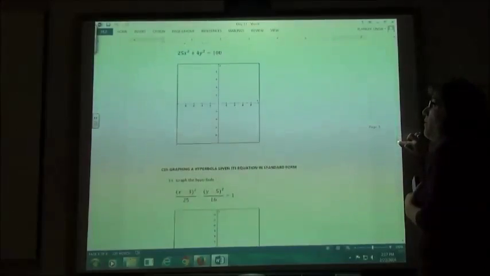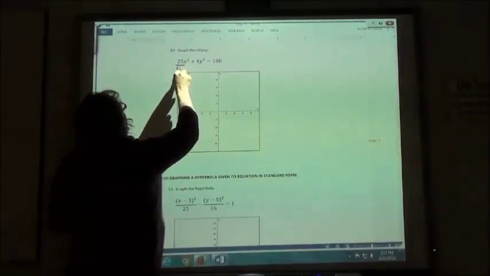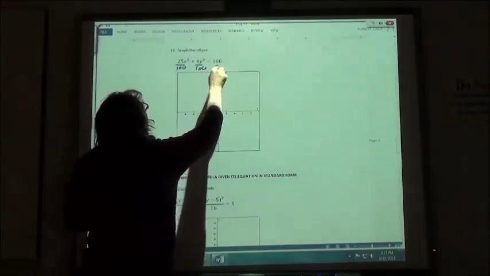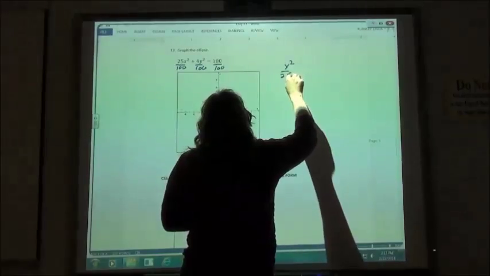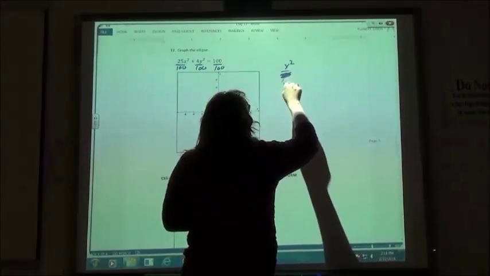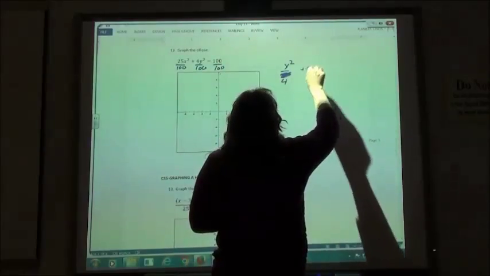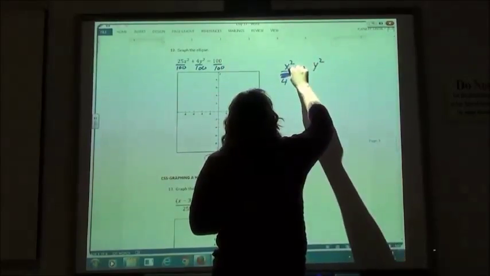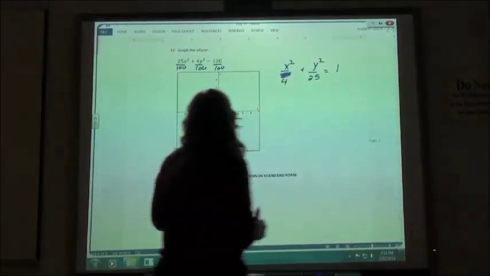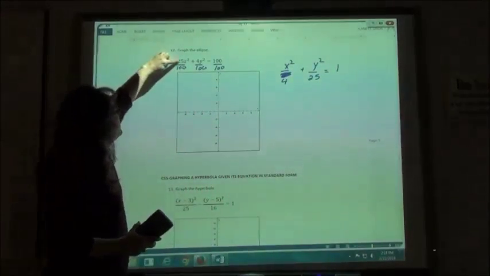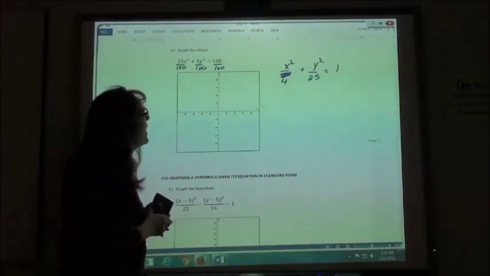Number 12. This one I'm going to divide by 100. So I'm going to have x squared over, 100 divided by 25 is 4, plus y squared over 25 equals 1. So 100 divided by 25 went in there 4 times. 4 goes into 100 25 times.